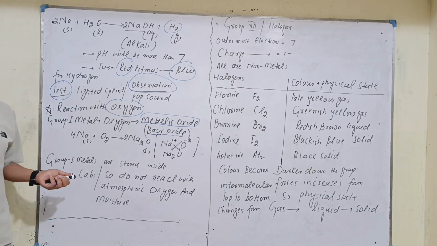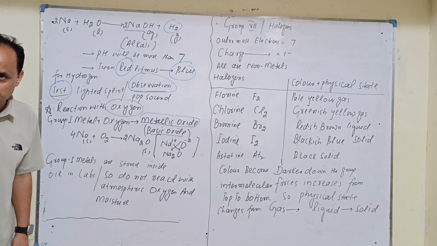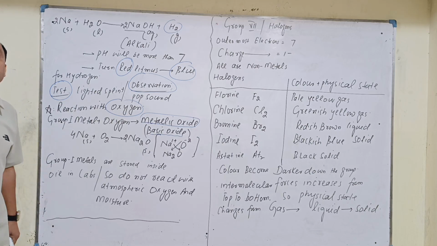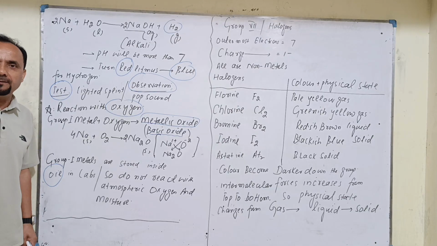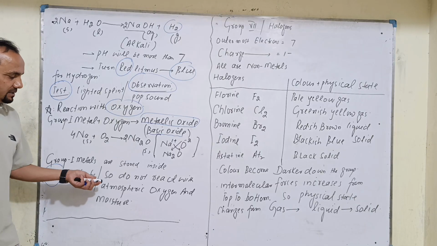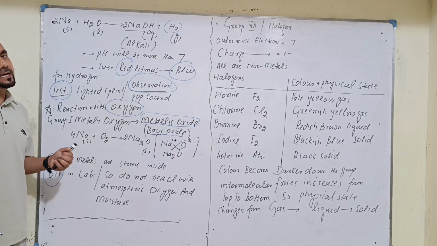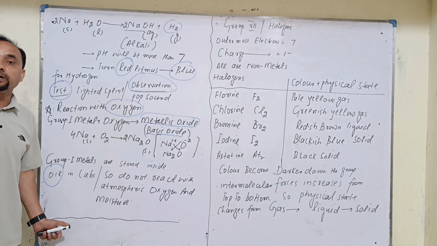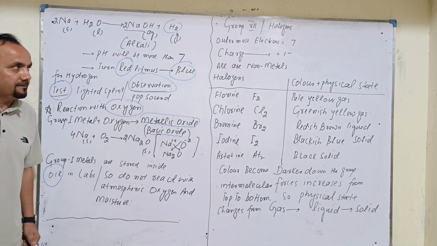Now there is a common question about group 1 metals: how are these metals stored in a lab? You have seen potassium, you have seen sodium. So how are these metals placed inside the lab? We use oil, cooking oil. So they are placed inside the oil. Why? So that atmospheric oxygen and moisture don't approach these metals. They are not stored in water, they will react differently. They are not stored in empty bottles because then they will react with oxygen.